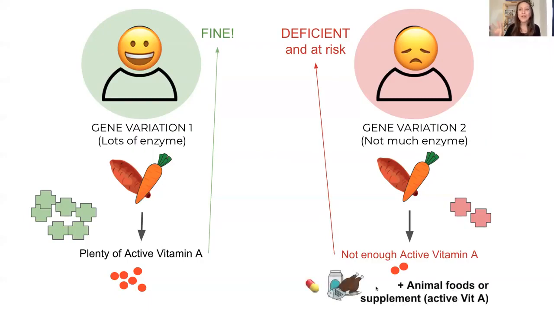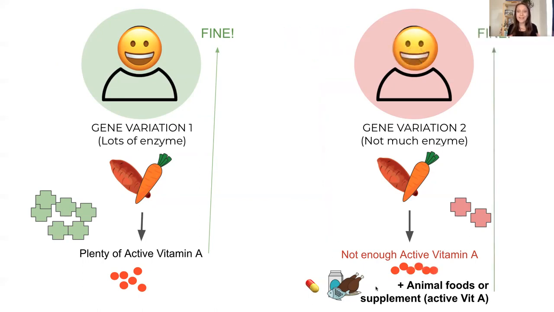However, if in this person number 2, we were to add animal foods and they were going to be getting plenty of active vitamin A from those animal foods, or if we were going to supplement this person with active vitamin A, then we would have a different story, okay? We would end up with plenty of active vitamin A in this person's body, and therefore plenty of active vitamin A available for the brain and the eyes and the immune system, and that risk of deficiency is gone, okay? And this person becomes like this guy over here, and they are totally fine too, all right.